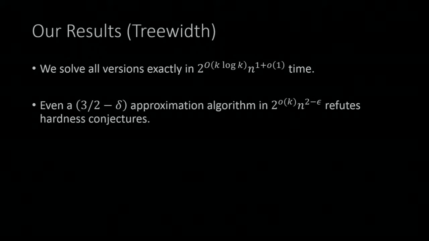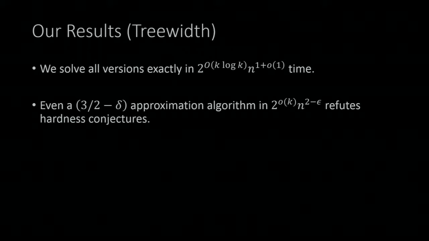Cool. So what do we do for tree width? Well, we solve all versions in 2 to the order k log k, plus a little more than linear time. We solve all of the versions we presented exactly in that time, including the directed versions. And by tree width on directed graphs, we actually mean the tree width of the underlying undirected graph. So you just undirect each edge and you measure the tree width of that graph.